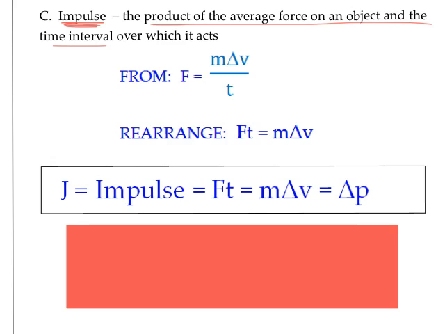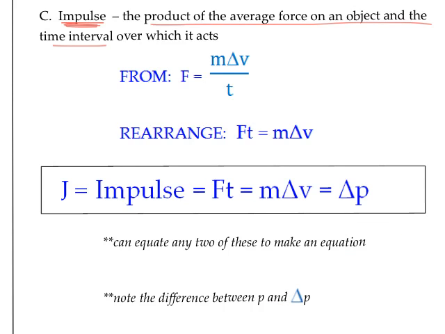Again, it's this change in momentum that's important. And when we look at an object's impulse, we can take any two of these and make an equation. So if I'm given force and time, I can find impulse by multiplying those two together. I could also find an object's impulse by multiplying its mass times its change in velocity. Or if I'm given an initial and a final momentum, I can find an impulse by subtracting the final minus the initial momentum.